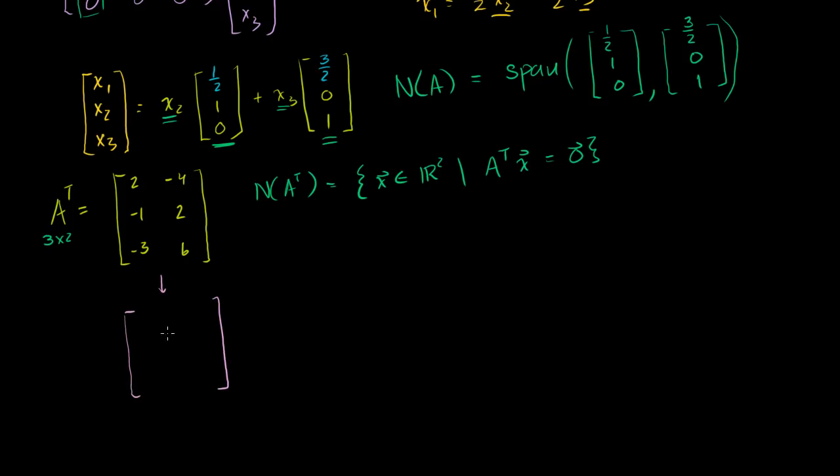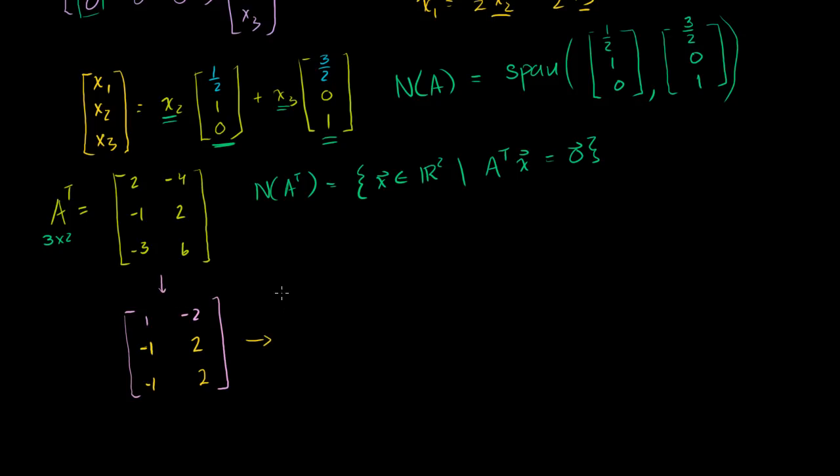I'm just going to put it in reduced row echelon form. The first row divided by 2 is 1, minus 2. And then the second row, I'll just keep it the same, so minus 1, 2. And then this last row, let me divide it by 3. So it becomes minus 1 and 2.